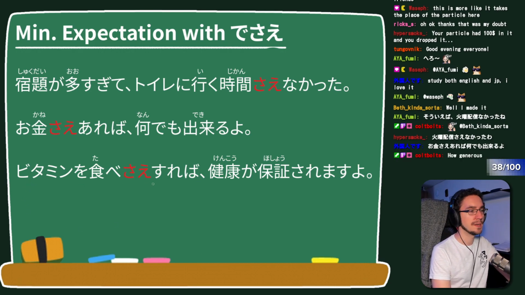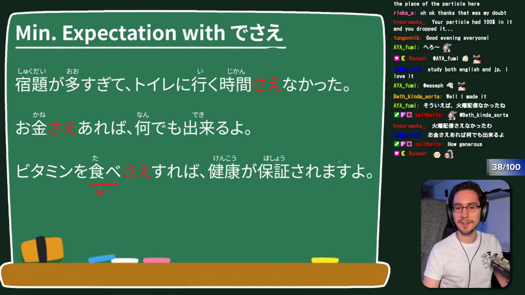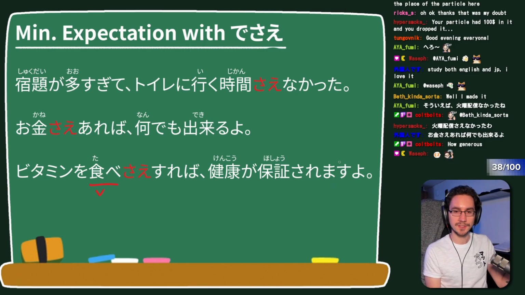ビタミンを食べさえすれば. This is a good one as well. Here we have a verb for the first time. Let me mark this. We have a verb, ladies and gentlemen. ビタミンを食べさえすれば健康が保証されますよ. There you go. This might be something that your health teacher says to you or something.